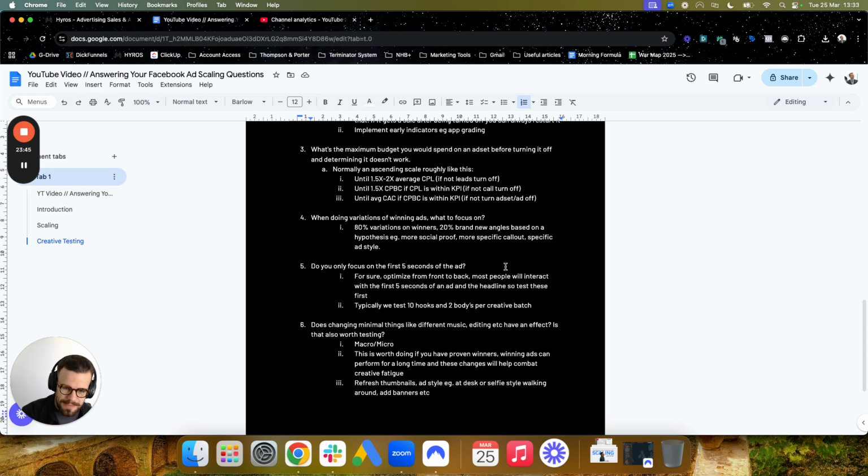As far as the CTA in the ad, all of that stuff can just come later, because not that many people are going to see it as a percentage compared to the people that are going to see the first 3 seconds, or 5 seconds as I've said here. So that's the part that you should optimize.